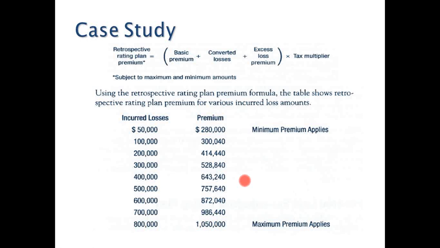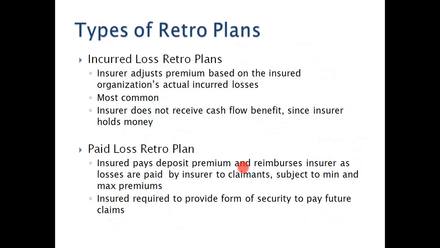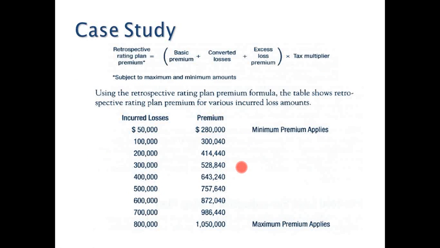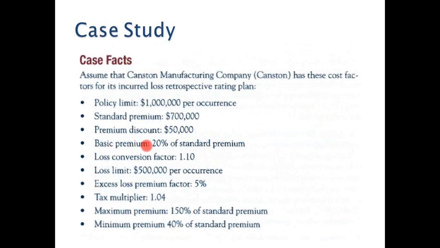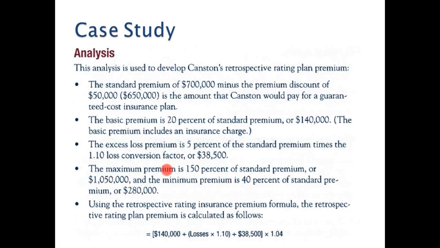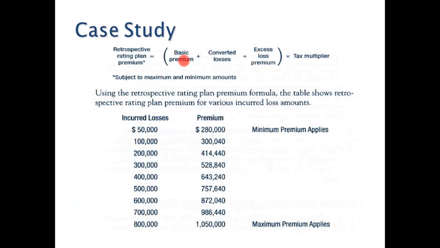So this is one of the things you're going to have to practice. If you look at this and add it up, putting it in the formulas, you'll see how all these numbers are calculated and why a retrospective plan works the way that it does. So having that basic understanding of the formula, let's go back here. The main thing you need to know is, they're going to give you the information on something like this. You need to be able to take this information and, with the formula, understand the basic premium and converted losses, and be able to do something very similar to this. That's what you need to be able to do for the exam.